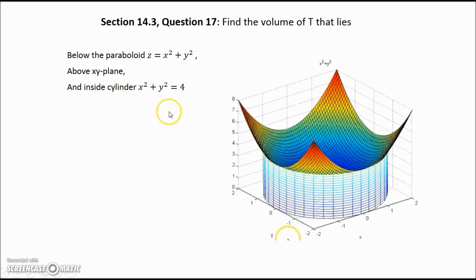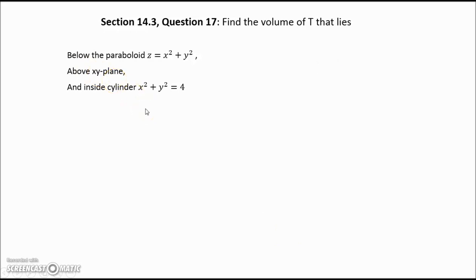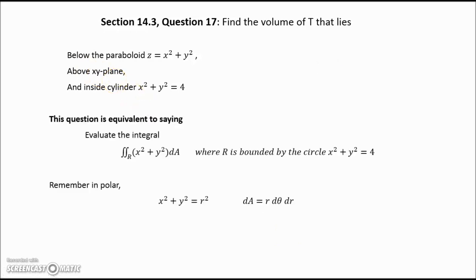And sometimes it's confusing. X squared plus y squared is a circle and at the same time a cylinder. If you're speaking only polar, then it's only a circle, 2D. But if you're speaking 3D, then z could take any value, so it's going to be a cylinder. Anyways, we remember that in polar, x squared plus y squared is equal to r squared, and dA in polar is r d theta dr.